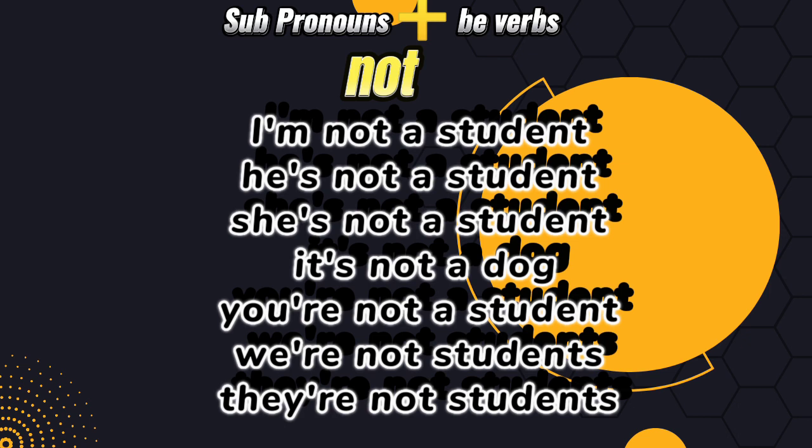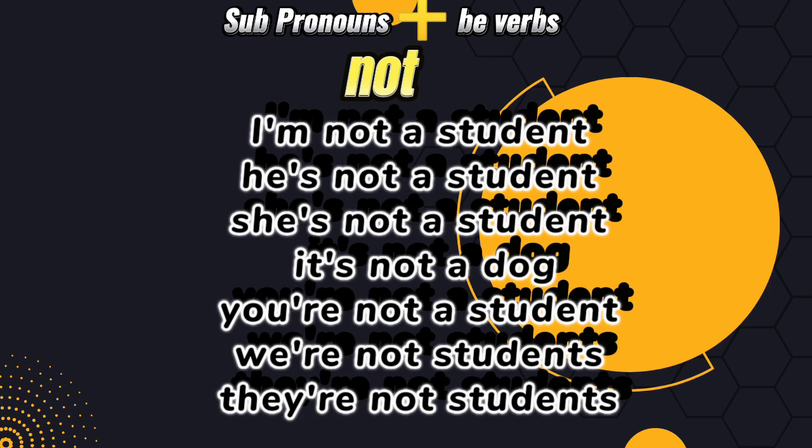Let's look at the next one. He's not a student. He's not a student. She's not a student. She's not a student. It's not a dog. Remember, it is used for place, thing or animal. So it's not a dog. You're not a student. You're not a student.